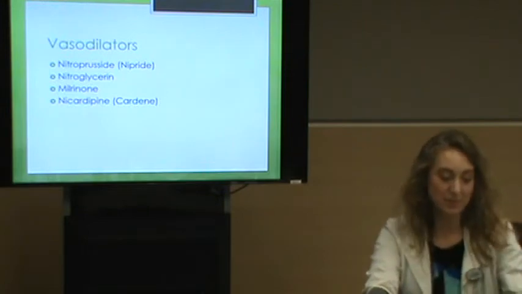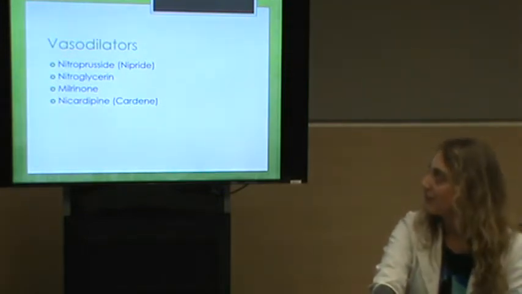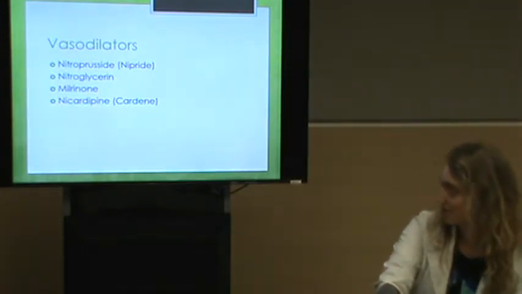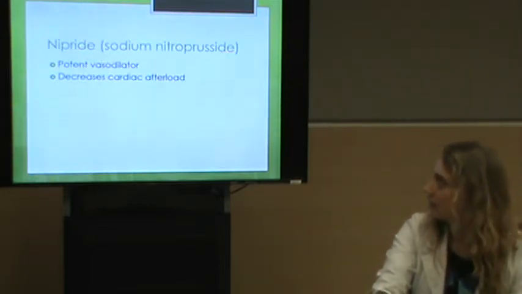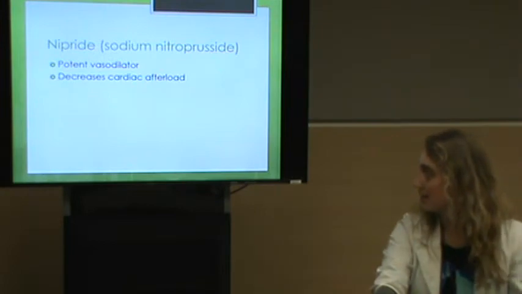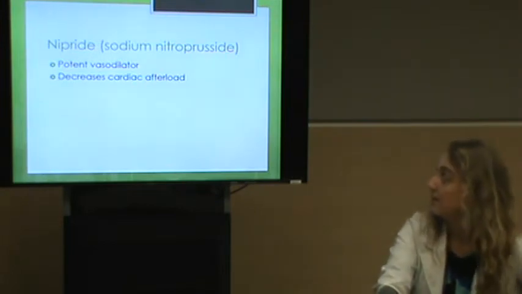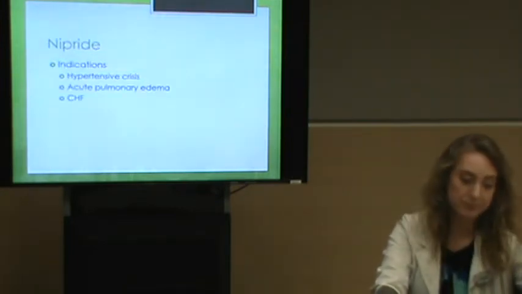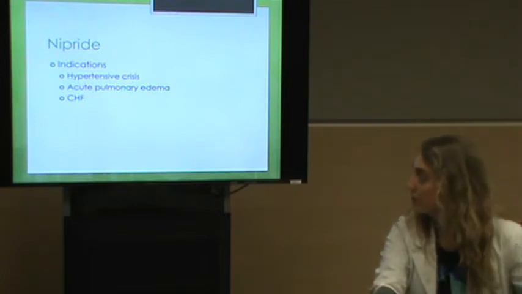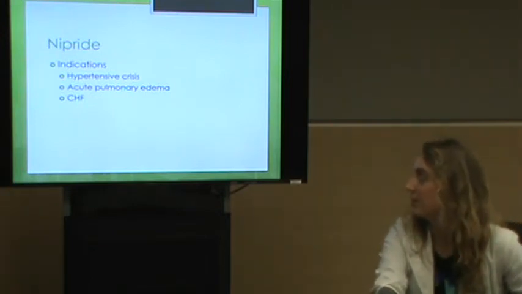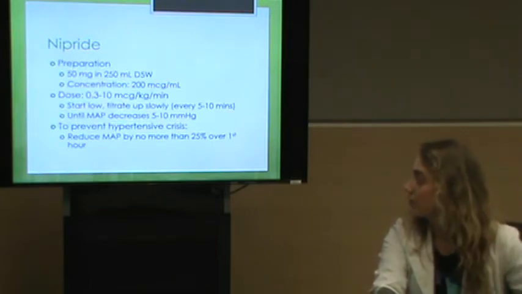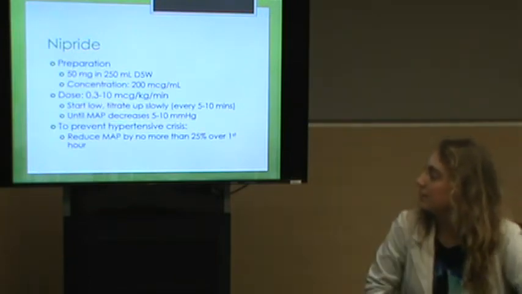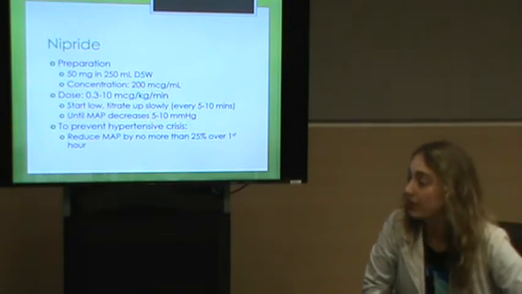All right, so moving on to vasodilators. We have nitroprusside, nitroglycerin, milrinone, and nicardipine. For nitroprusside, it is a potent vasodilator. It decreases your cardiac afterload. It can be used for hypertensive crisis, acute pulmonary edema, and CHF. For dosing, you stay typically within the 0.3 to 10 mic per kg per minute range.